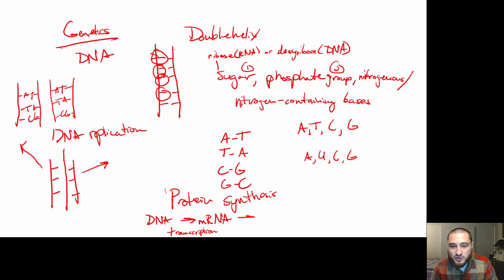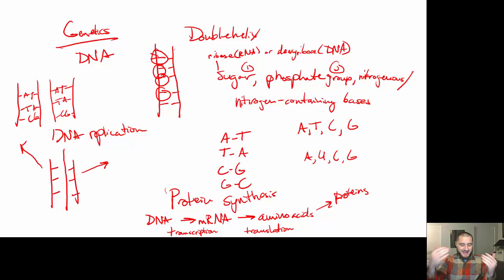And then what we're going to do is build amino acids. We're going to put amino acids together, and this is called translation. Amino acids are the building blocks of protein. So that's how we make our proteins from our DNA. If you're ever wondering how DNA becomes something, how DNA has an influence on who we are, what we are, that is exactly how it happens.